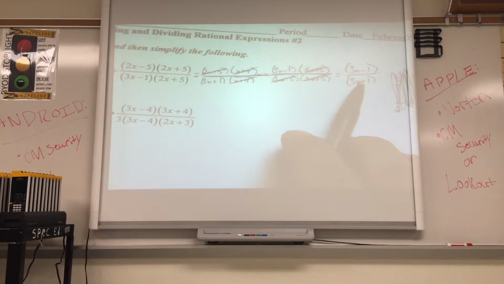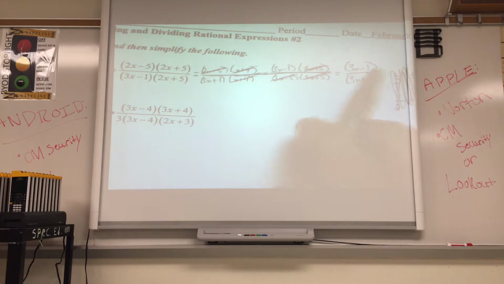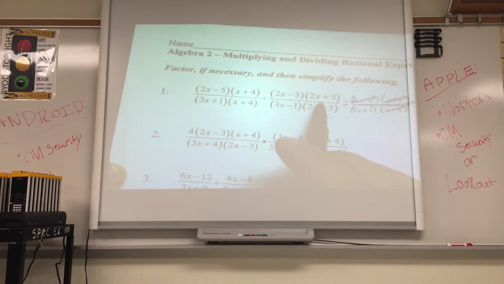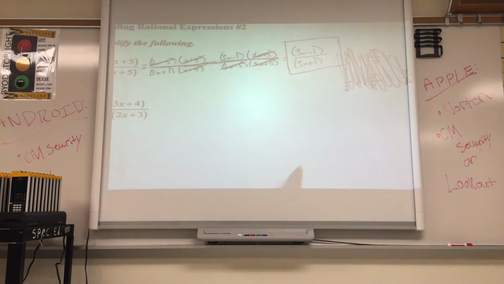Remember, it's more beneficial to leave it in the factored form because later on when we start graphing, this is telling you where your domain restrictions are. So it's telling you where your vertical asymptotes are going to be. Or maybe removable discontinuities, but I'll explain that at a later time. Anyway, that's your answer. So all of this divided is just that.